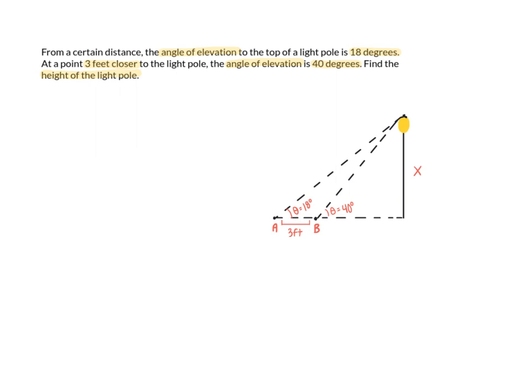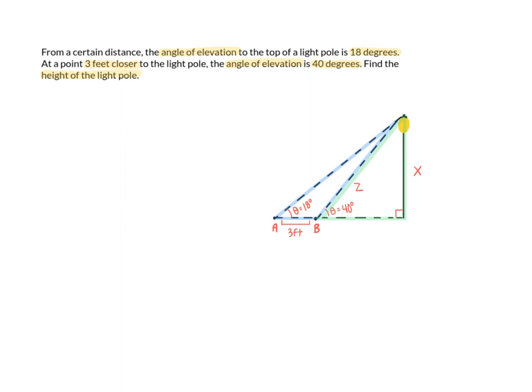What we should realize when we draw this picture is that we have two triangles. We have an obtuse triangle located right here, and then we have a right triangle located right here. My game plan is to find the side that both of these triangles share in common, and then use that information with SOHCAHTOA to find the height of the light pole. I'm going to find this side right here, which we'll call z, and then use that information to help me find x.